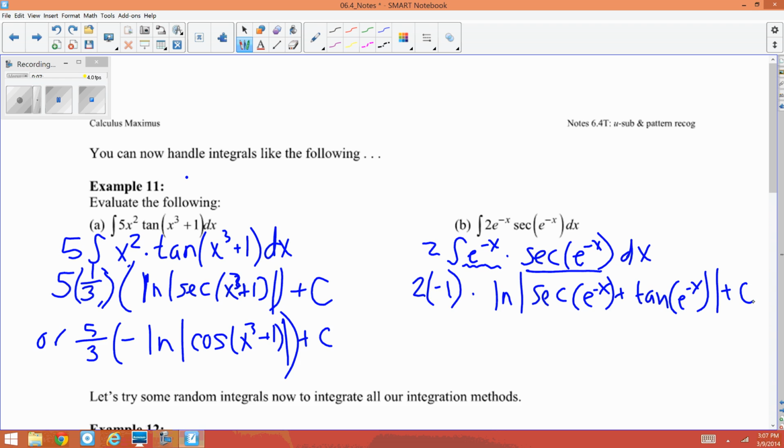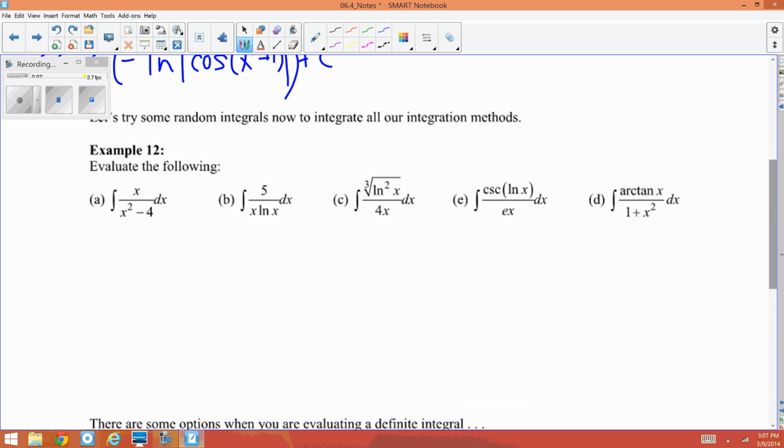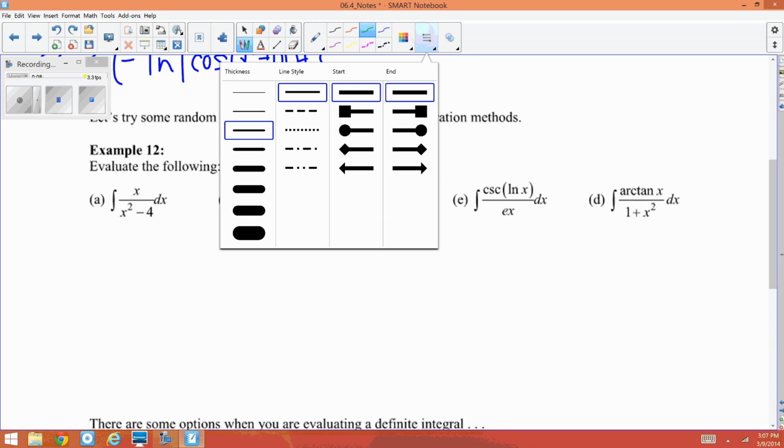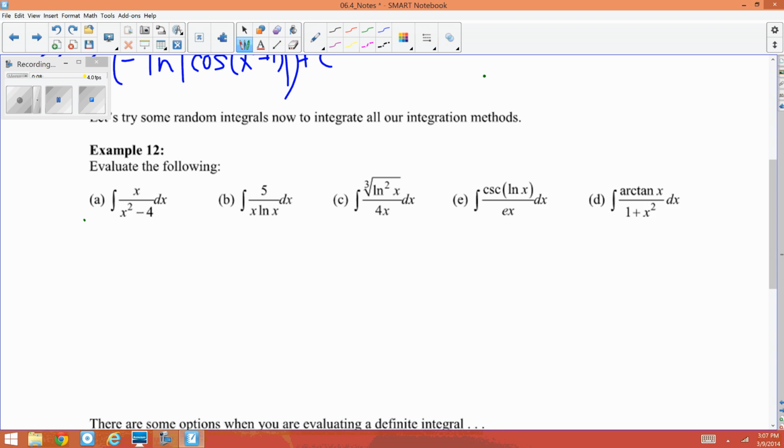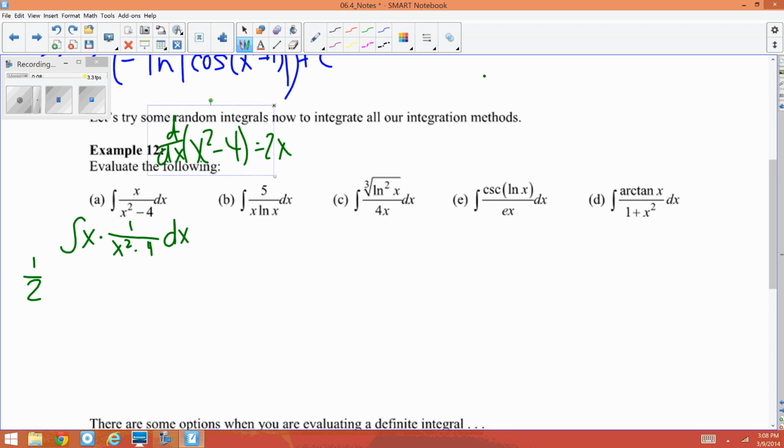Alright, so now we have this nice base of things that we can do. We'll use pattern recognition if you can, or u-substitution, either is fine. I'm going to rewrite this for a second. x times 1 over x squared minus 4. The derivative of x squared minus 4 is just 2x. So I'm only off by a constant. I'm going to correct for that constant by putting 1/2. And now this would just be ln of x squared minus 4 plus c. Alright, that one's not that bad.